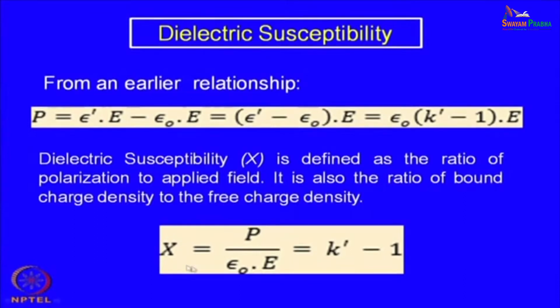So, chi is again defined by polarization total P by epsilon naught E. Okay. So, this is for the vacuum and this is for the material. So, P by epsilon naught E equal to K prime minus 1. So, the dielectric constant minus 1 is just the dielectric susceptibility. So, there is a very simple relationship between the dielectric susceptibility and the dielectric constant. It is 1 less than the dielectric constant or relative dielectric constant.